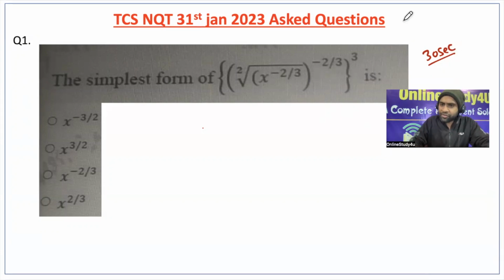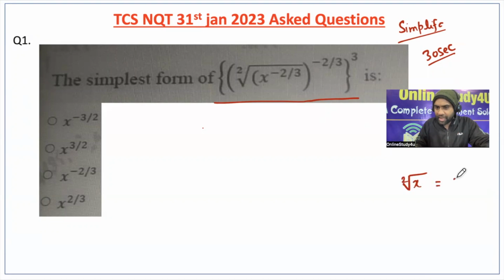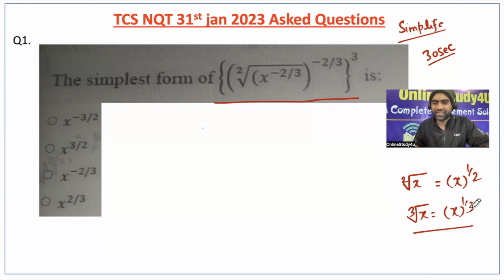Now question number one is from the topic simplification. The simplest form of this particular expression is asked. Friends, one thing here: if we have a square root of x, I can also write it like this, x to the power 1 by 2. If we have the cube root of x, then I can also write x to the power 1 by 3. I hope this is clear to you.